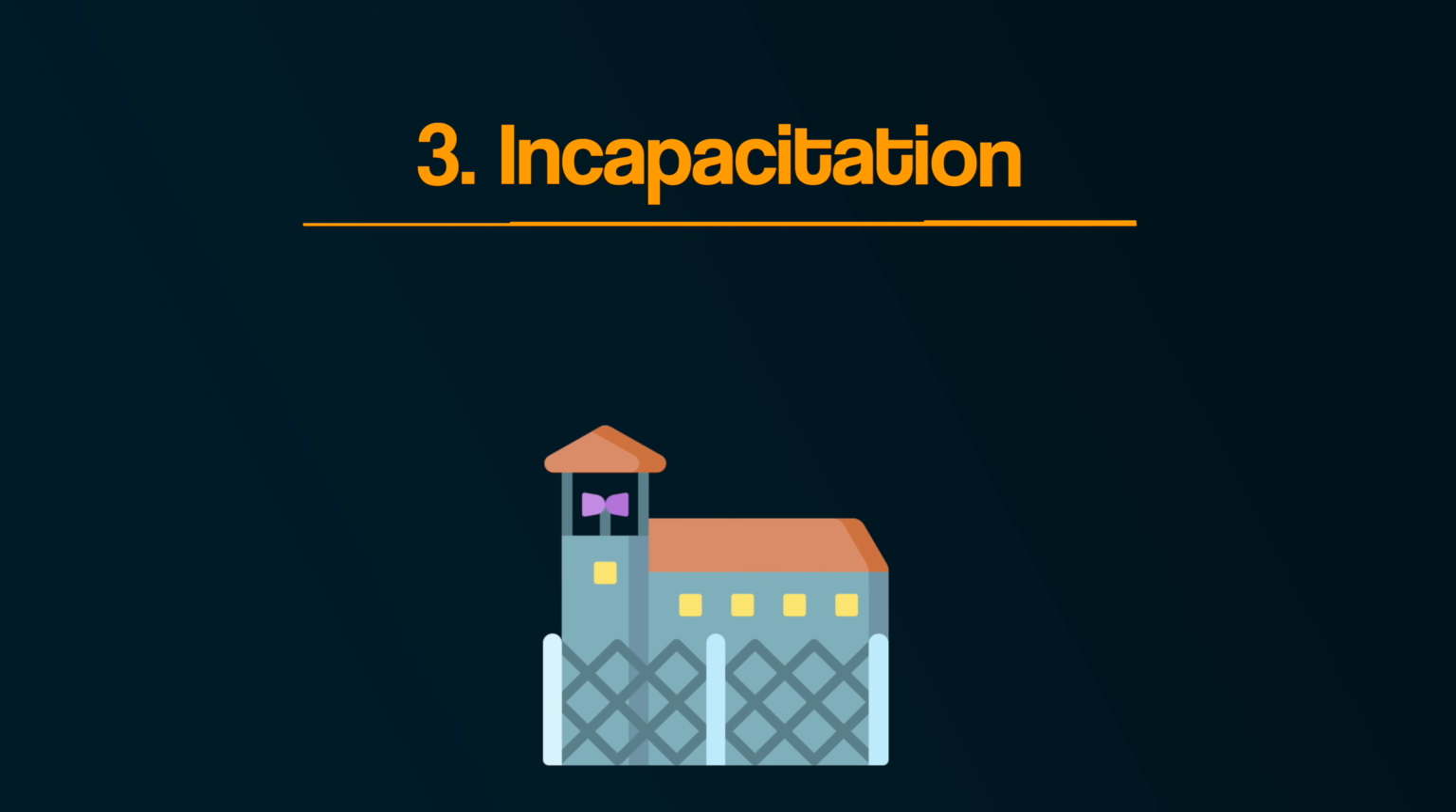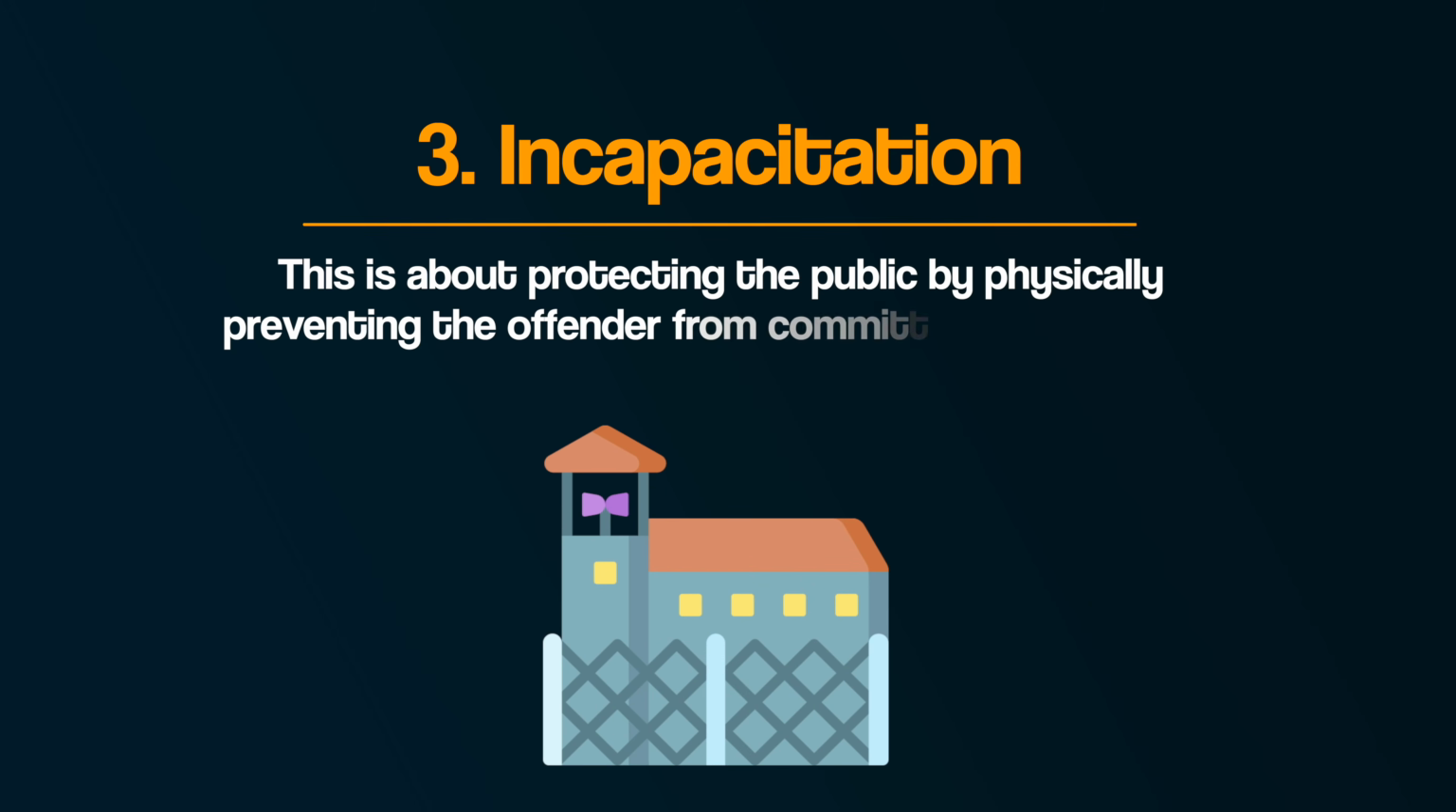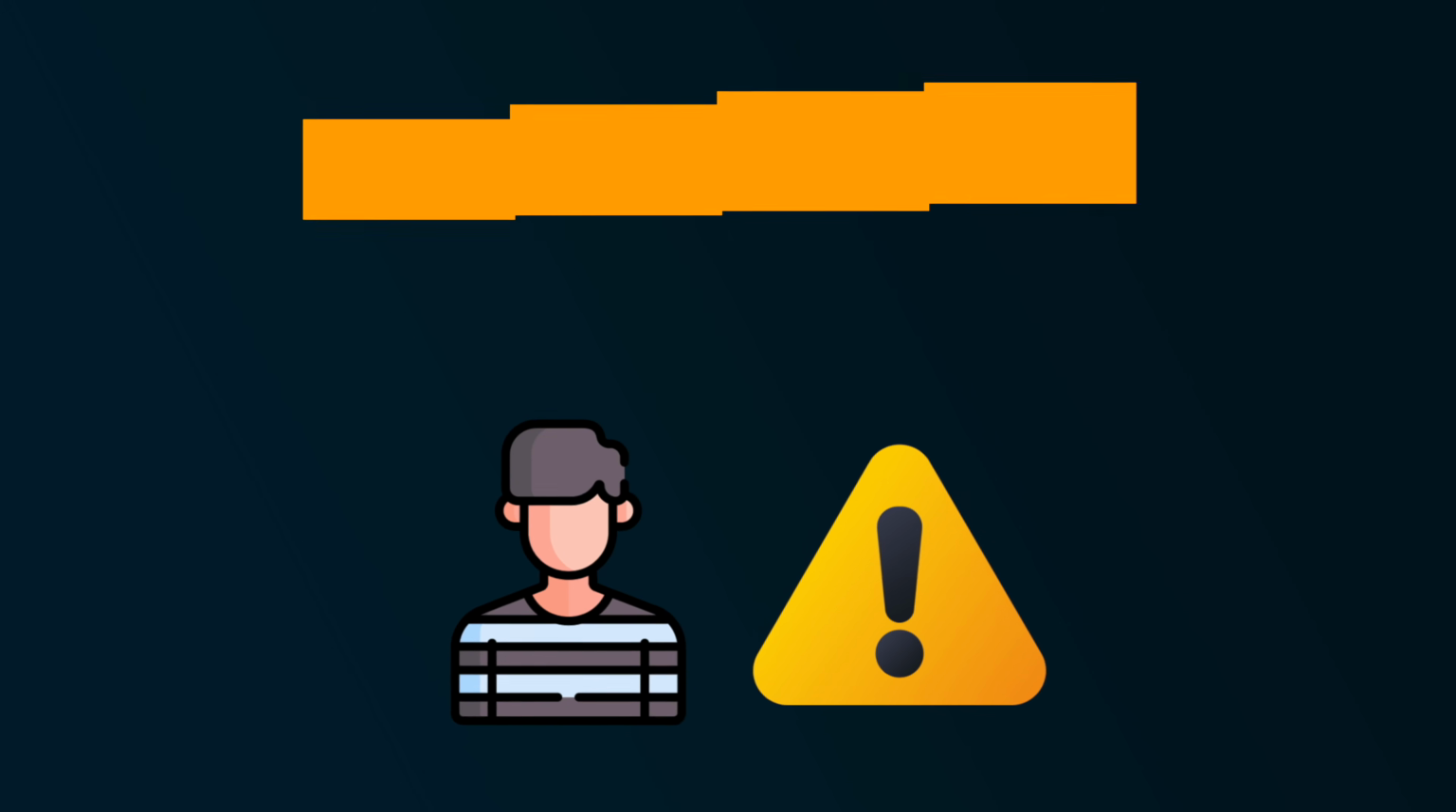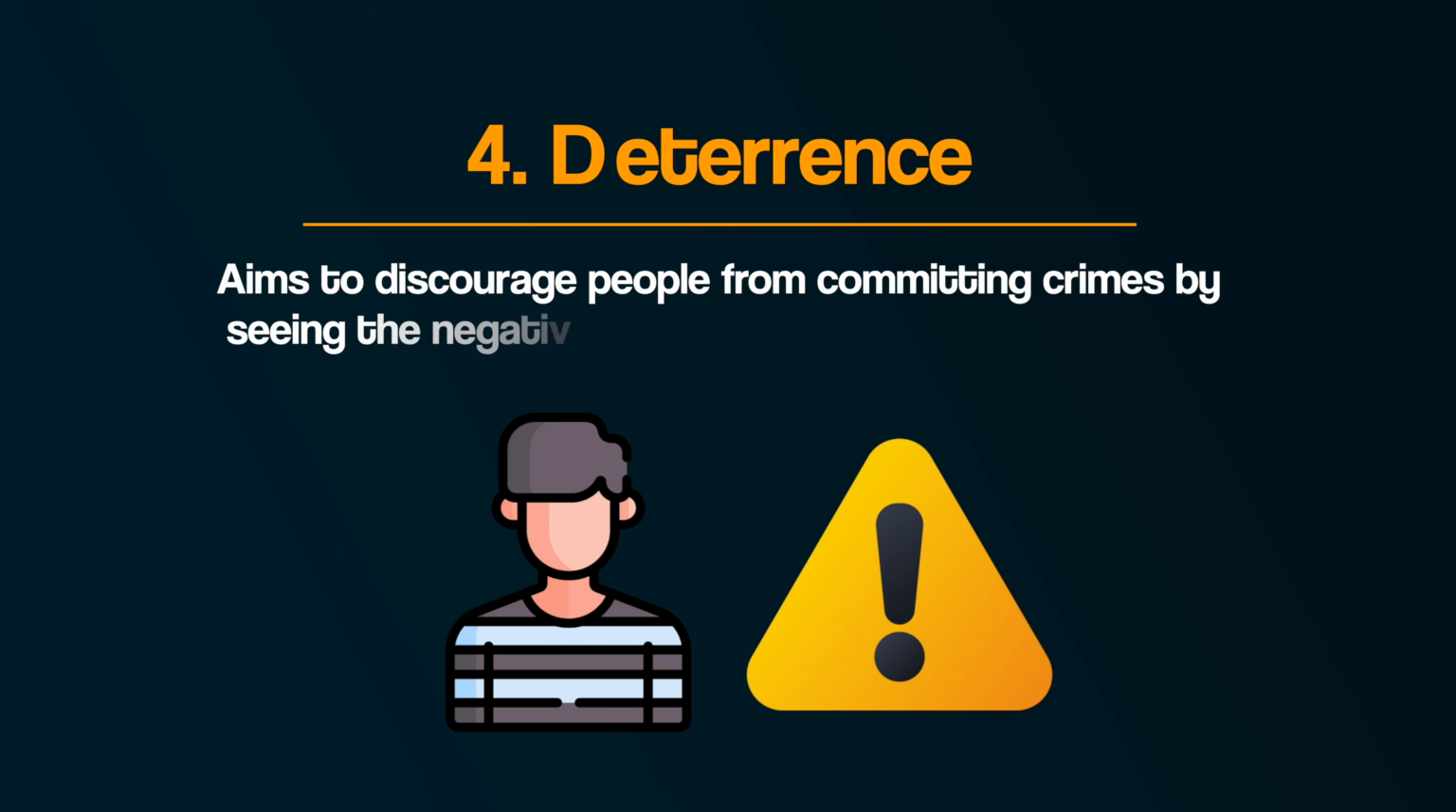Now let's talk about incapacitation. This is about protecting the public by physically preventing the offender from committing more crimes. Last, we have deterrence. Deterrence aims to discourage people from committing crimes by seeing the negative consequences of such behaviour.